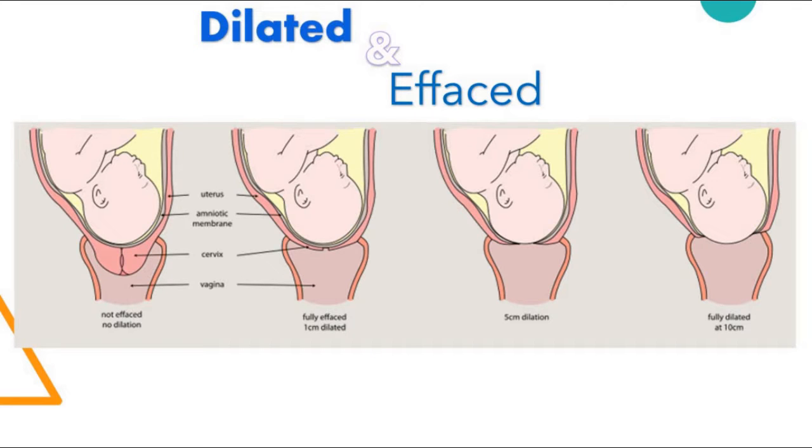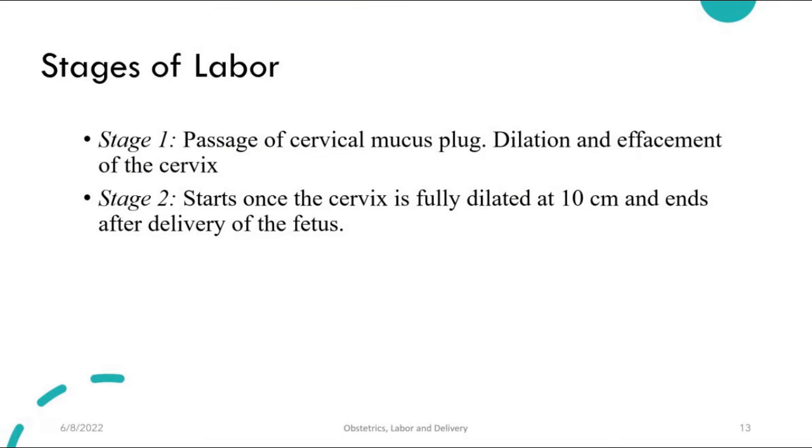The cervix both dilates and effaces. Dilation is the opening getting larger and larger in order to allow passage of the baby, and effacing is the surface of the cervix becoming very thin and pliable. And you are considered fully dilated and effaced at 10 centimeters. Stage 2 of labor starts once the cervix is fully dilated at 10 centimeters, and stage 2 ends with the delivery of the fetus, or now it is a baby once it's delivered.